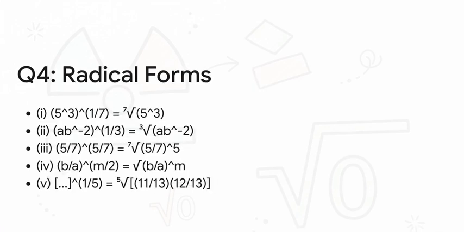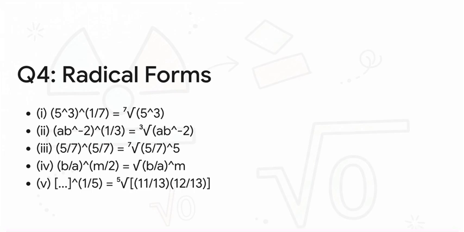All right, let's bring it all home with question 4, translating these back into radical forms. 5 cubed to the 1/7 power. That denominator 7 swings right over to become the index, so it's the 7th root of 5 cubed. For ab to the -2, all to the 1/3, the 3 is the index, giving us the cube root of ab to the -2. What about 5/7 to the 5/7? Well, the bottom 7 is the index, and the top 5 stays inside, so the 7th root of 5/7 to the 5th.